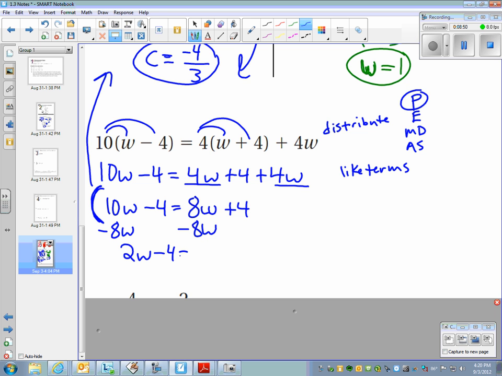2w minus 4 equals 4. 2w equals 8. I added 4 to both sides. And w equals 4 after you divide by 2. I was running out of room. Sorry. It's a little crowded down there. So that's our answer. So if you're doing this as practice, that's the answer you got.